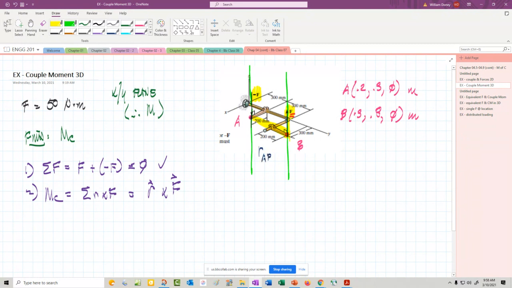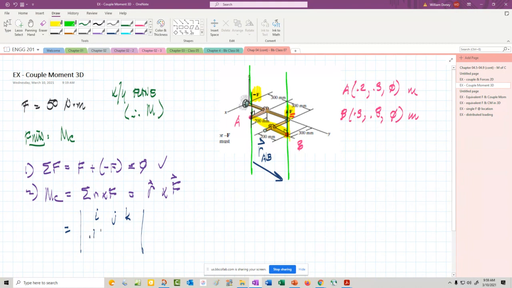So that's the position vector going from A to B, right? And then we cross it with that F. So what we're looking for here in our three by three is I, J, K. Our position vector goes from A to B, so we take the B coordinate minus the A coordinate.